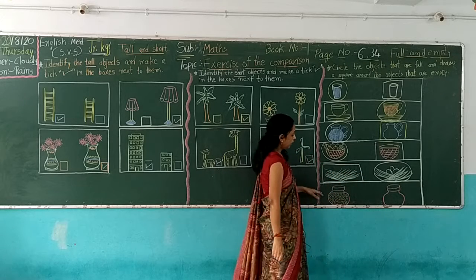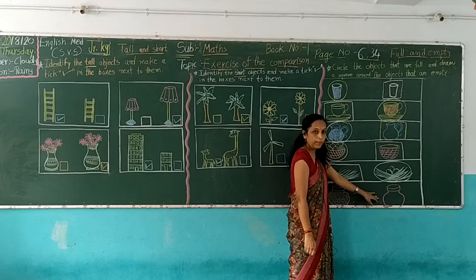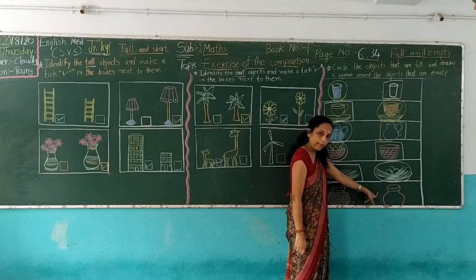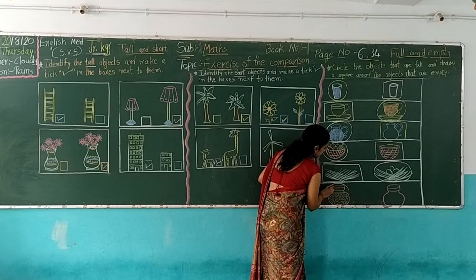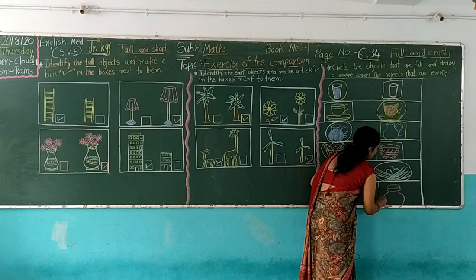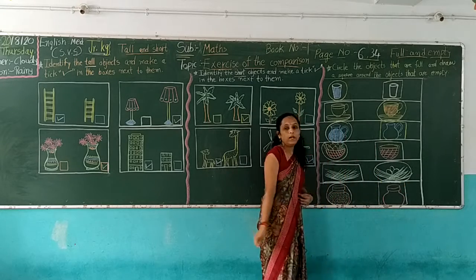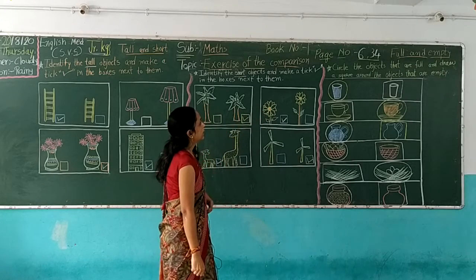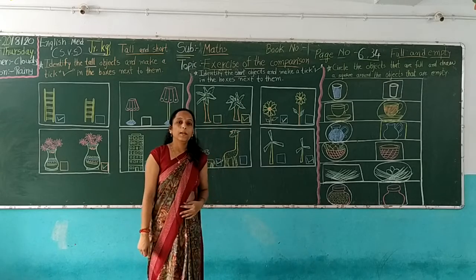And here I drawn 2 jars. One jar is full and other one is empty. Look here, one jar is full and other one is empty. So circle the full jar. And square the empty jar. So student, I hope you understand this topic. Write in your notebook page number 6 and 34, book number 3.